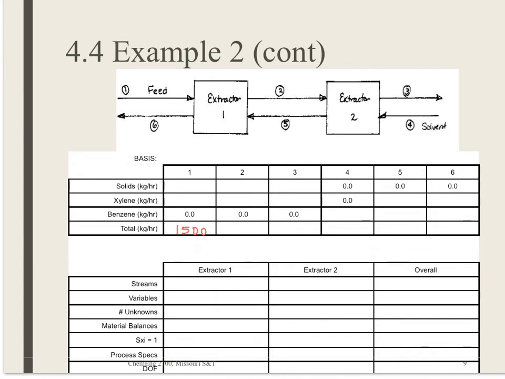So I have 1500 kilograms per hour in stream 1. 90% of it is solids, 10% is xylene. So I can do that math in my head. And so I have 1,350 kilograms of solids per hour flowing in that stream, 150 kilograms per hour of xylene flowing. The benzene solvent is pure at 750 kilograms per hour, and so I have 750 kilograms per hour for benzene and nothing else coming in there.